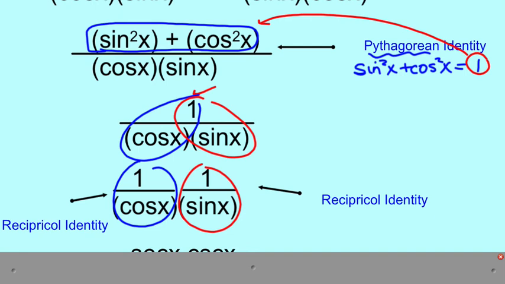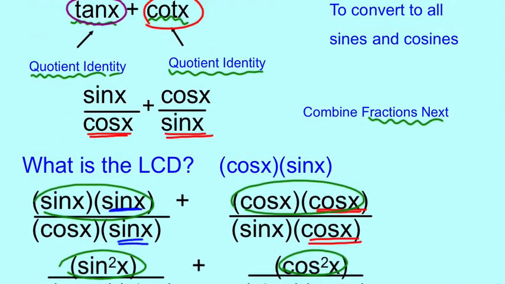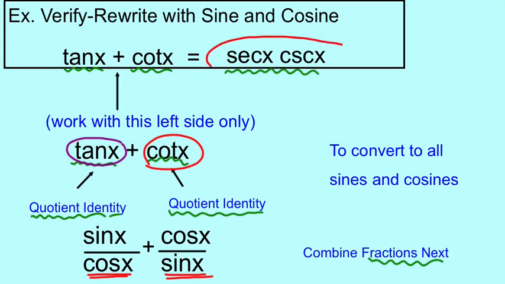So on your formula sheet, check out your reciprocal identities. What is 1 over the cosine of x? What is 1 over the sine of x? Do you find those on your formula sheet? Well, 1 over the cosine of x equals secant of x, and 1 over the sine of x equals cosecant of x. Have we now proven that this left side equals the right side? Let's head back up to our original problem. We wanted secant of x times cosecant of x, and we got it. So we've just verified this identity.